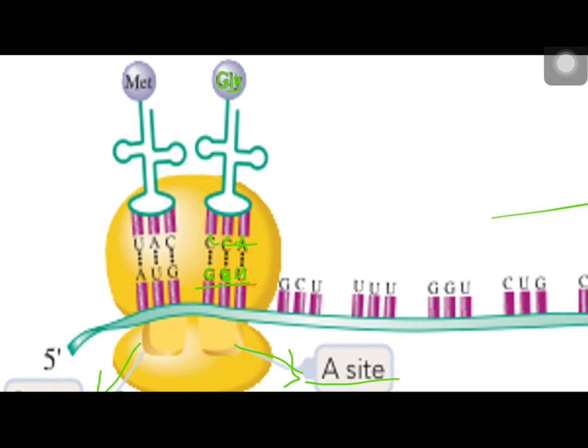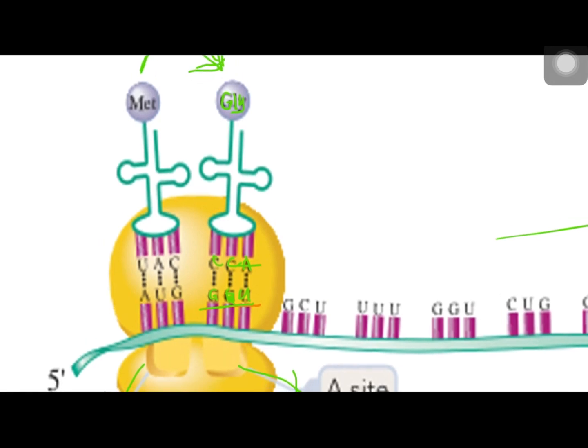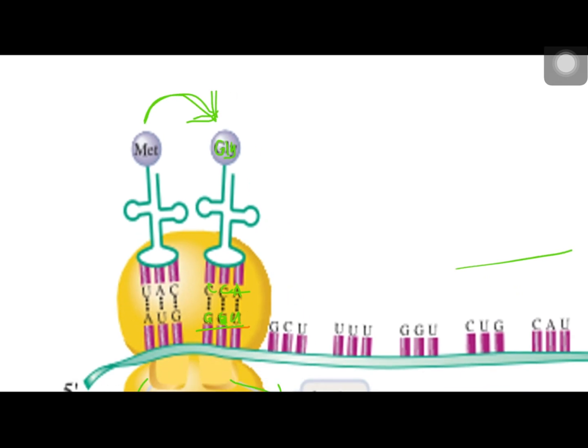Our second codon in our mRNA is GGU, and the tRNA that will attach to this codon should have the anticodon CCA and should carry the amino acid glycine, or Gly. So once the tRNA attaches to our codon in the A site, the amino acid from the P site will transfer to the A site.